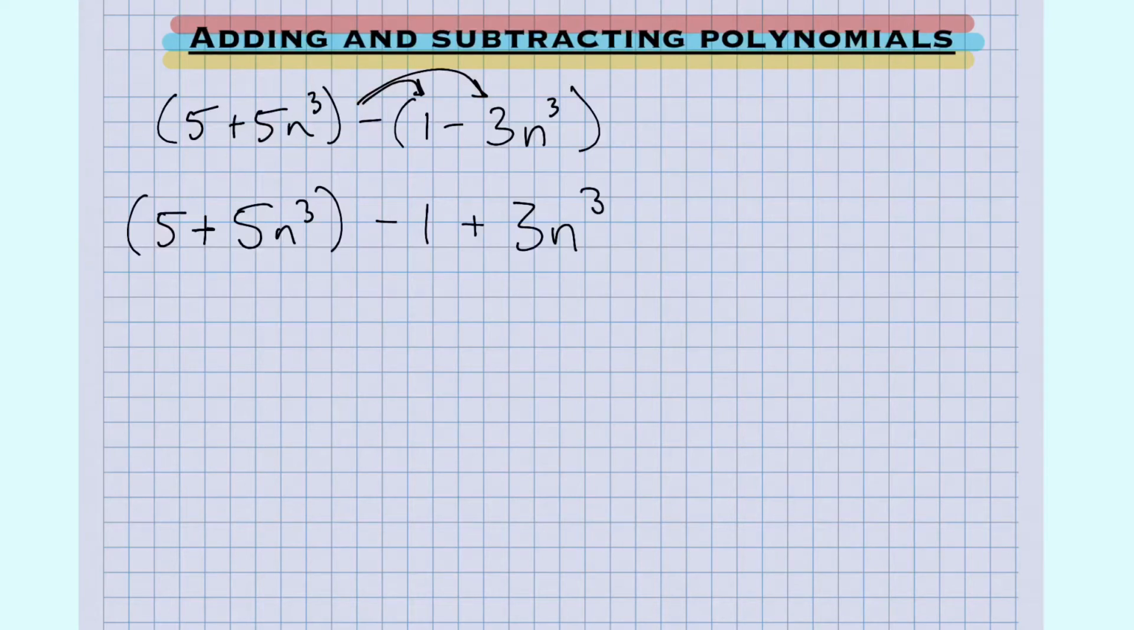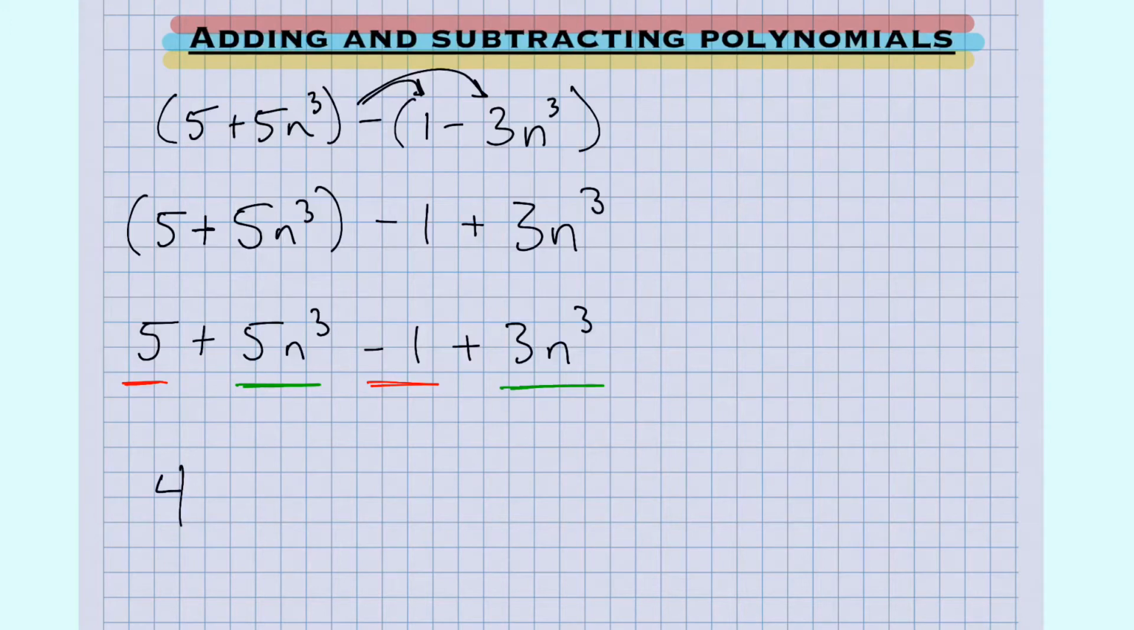So now we could just say like this. We could say 5 plus 5n cubed minus 1 plus 3n cubed. Okay, now we're going to combine like terms. So we have 5, -1. We have 5n cubed and a 3n cubed. So 5 minus 1 gives us 4. 5n cubed plus 3n cubed gives us a +8n cubed.